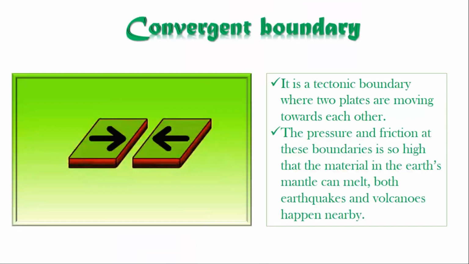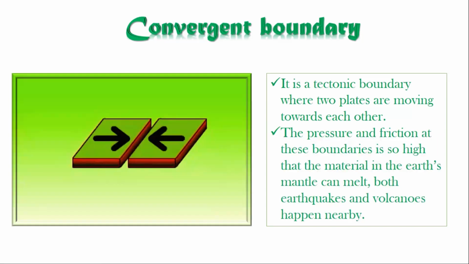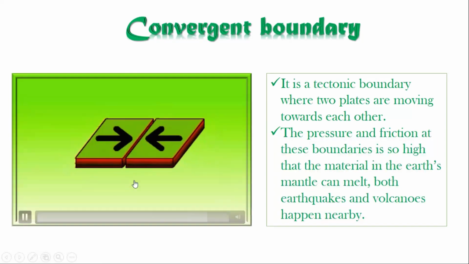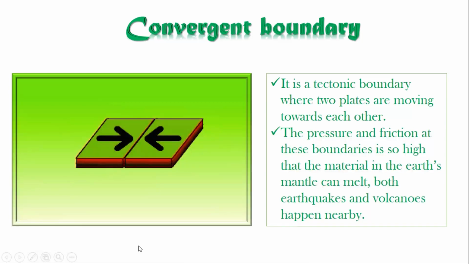Let's know about the convergent boundary. It is a tectonic boundary where 2 plates are moving towards each other. See, the pressure and friction at these boundaries is so high that the material in the Earth's mantle can melt. Both earthquakes and volcanoes happen nearby. Children, you must note that convergent boundaries are areas of geological activity such as formation of mountains and volcanoes.